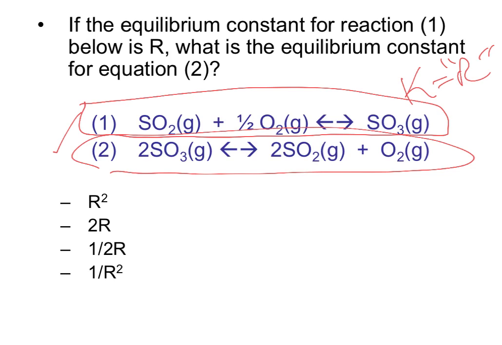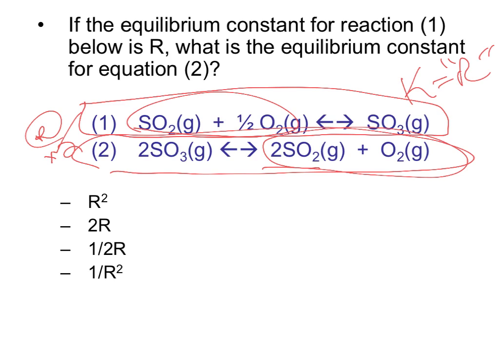So what have we done to get from number 1 to number 2? We have multiplied by 2. All of the coefficients have been multiplied by 2. What else have we done? We have reversed that reaction, right? SO2 and O2 were reactants in number 1. They're products in number 2. So we've done 2 things to this reaction.